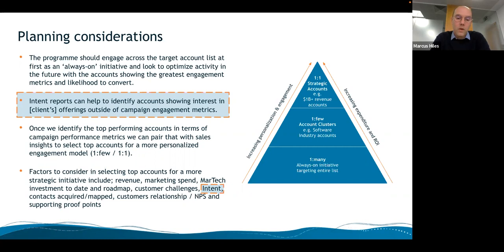And the way we've used the data here is that intent becomes one of those measurements to enable us to factor in these types of decisions essentially, as well as marketing spend and various other qualifications that we agree with the clients.